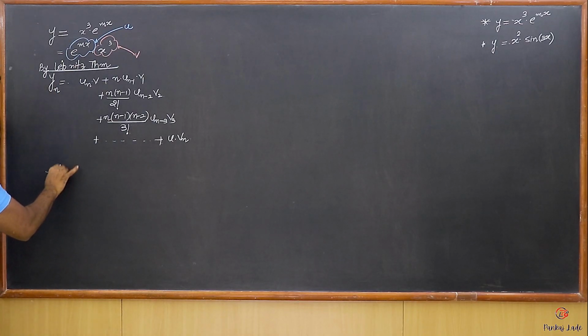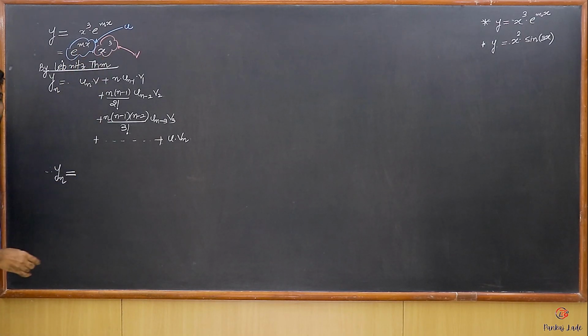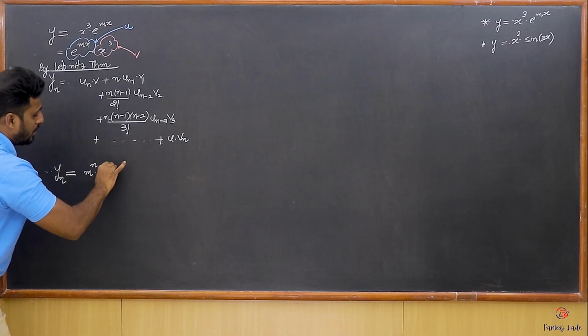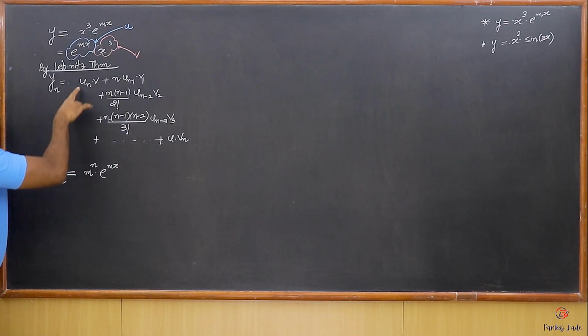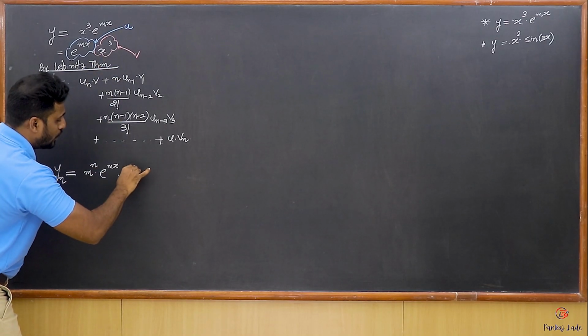So therefore I can say y_n is going to be u_n, that means the nth derivative of e raised to mx. So you must be recalling the nth derivative of e raised to mx. It simply says, if you have e raised to x, its nth derivative will come e raised to x, and if you have e raised to mx, you get m raised to n e raised to mx, isn't it? So I get m raised to n into e raised to mx, that's u_n, into v. What is v? It is x cube.